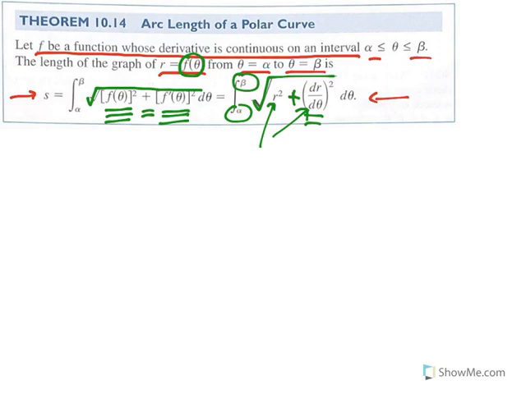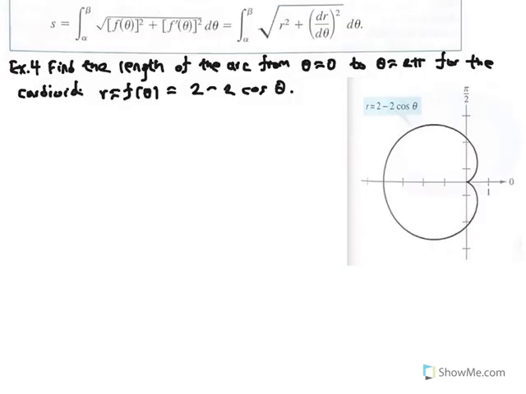Let's go ahead and take a look at example 4 from the textbook. So here's example 4. Find the length of the arc from theta equal to 0 to theta equal to 2 pi for the cardioid given by r equals 2 minus 2 times cosine theta.